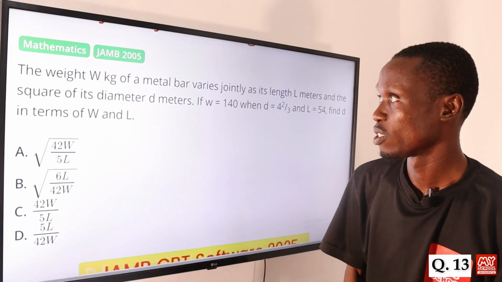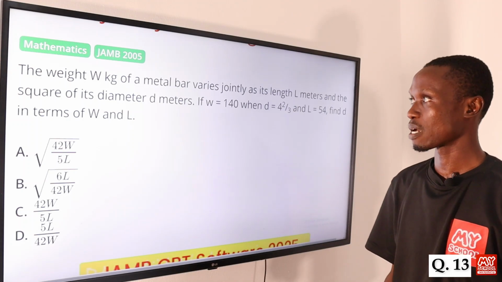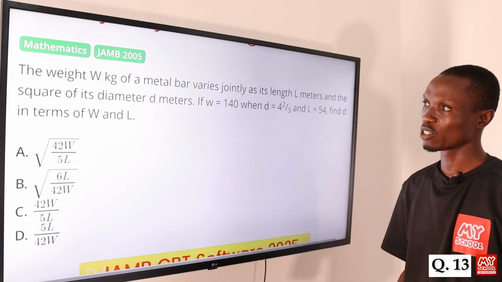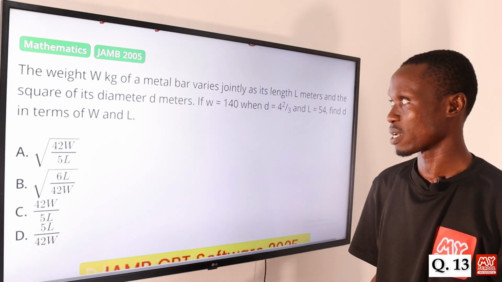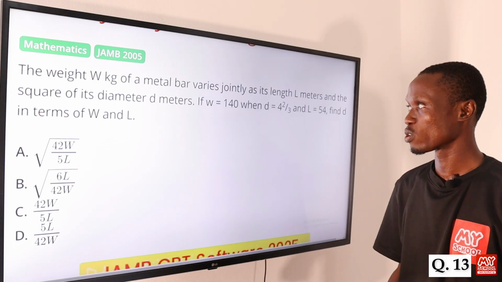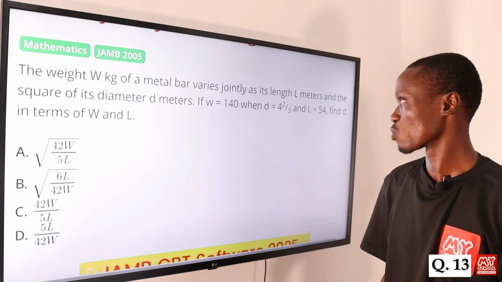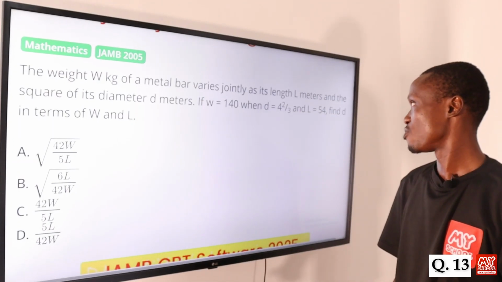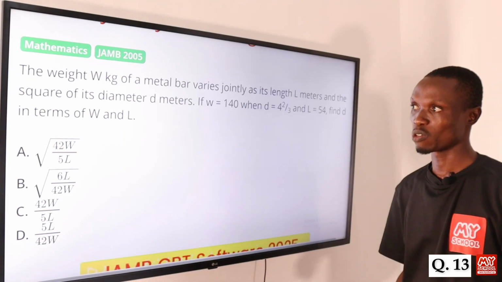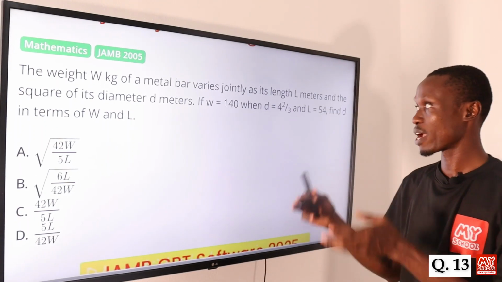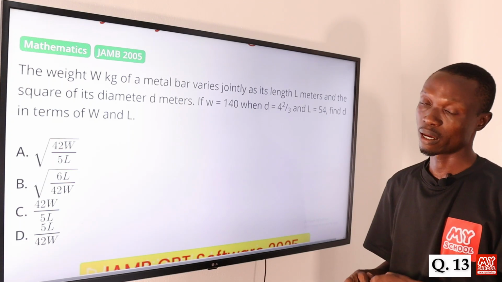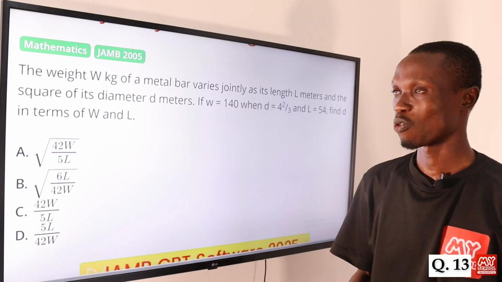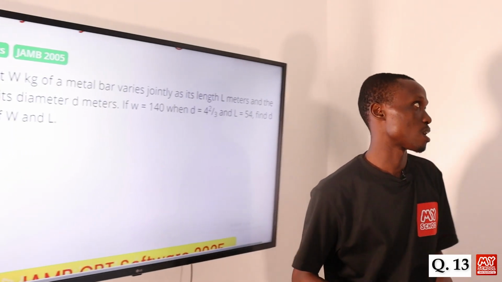Question 13. The weight W kg of a metal bar varies jointly as its length L meters and the square of its diameter D meters. If W is equals to 140, when D is equals to 4 whole number 2 over 3 and L is equals to 54, find D in terms of W and L. So finding D in terms of W and L simply means that we should make D the subject of formula. Okay, so let's move over to the board to provide answer to this question.